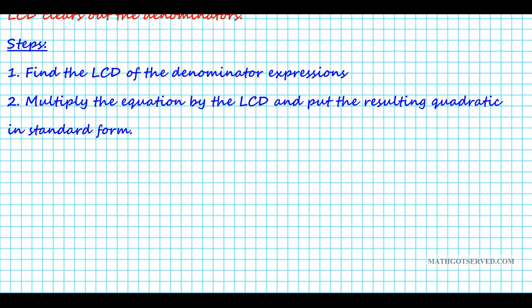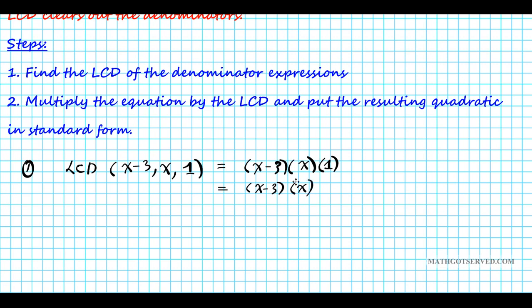So step 1, let's find the LCD, the LCD of our denominator expression. So what is the LCD of x minus 3, x, and 1? They are all coprimes, so the LCD is simply the product of the three expressions, x minus 3 times x times 1. Okay, in this case, I won't expand it completely. I'll show you why in a bit. I'll just leave it like this, x minus 3 times x.